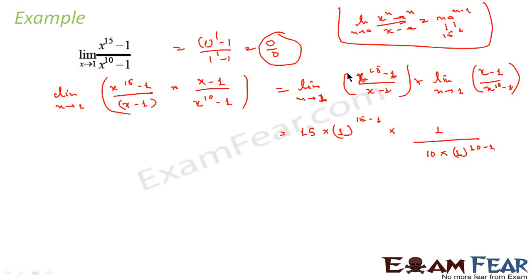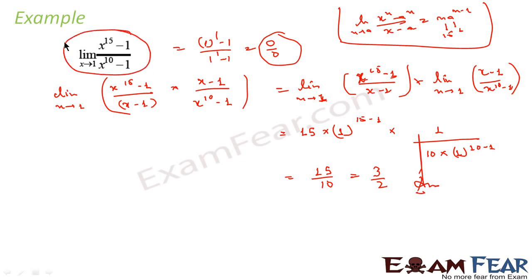In this case, a is equal to 1. So what we have got is 15 by 10, because 1 to the power 15 minus 1, this becomes 1 and this also becomes 1. 15 by 10, or we can cancel the 5, so this becomes 3 by 2, and that is our answer. So the value of this expression is nothing but 3 by 2.